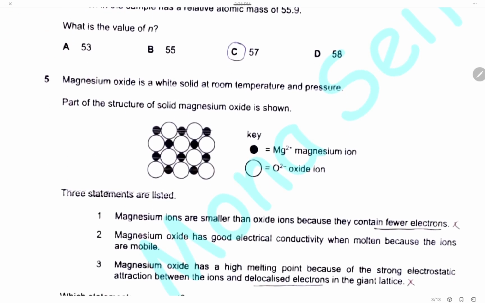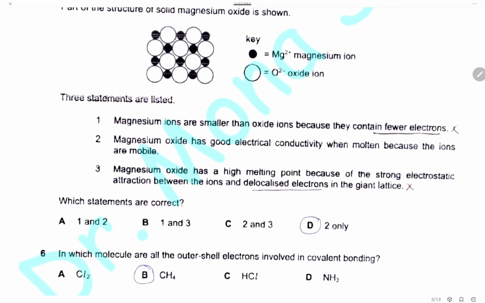Question 5. Magnesium oxide is a white solid at room temperature and pressure. Part of the structure of solid magnesium oxide is shown, where magnesium is the black ion and oxide ion is the white one. 3 statements are listed. Magnesium ions are smaller than oxide ions because they contain fewer electrons. A magnesium atom has 12 electrons, 2,8,2, so it loses 2 electrons to form a magnesium ion with electronic configuration 2,8. So now magnesium has 10 electrons.